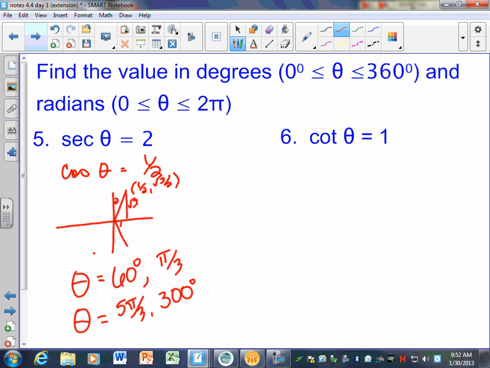You can leave it in cotangent. I'm just a big fan of sine, cosine, and tangent, so I'm always going to change it, just like we did back in the first part, chapter 1. This one's not much different, because the cotangent's one is the tangent's one, right? So what I'm asking myself first is, do I know an angle in my circle where the tangent is going to equal 1?